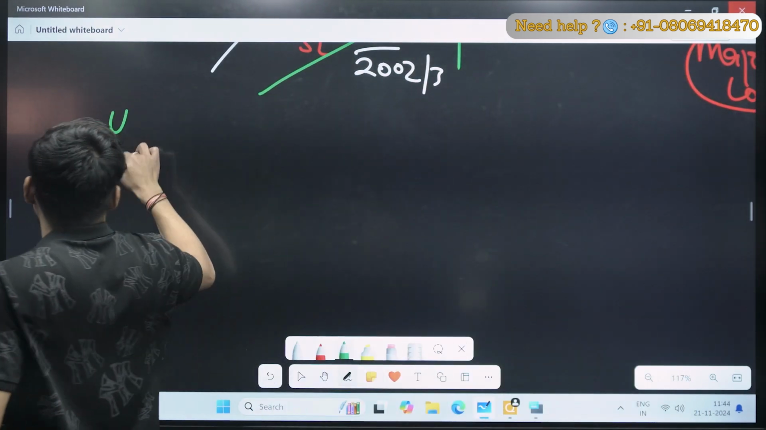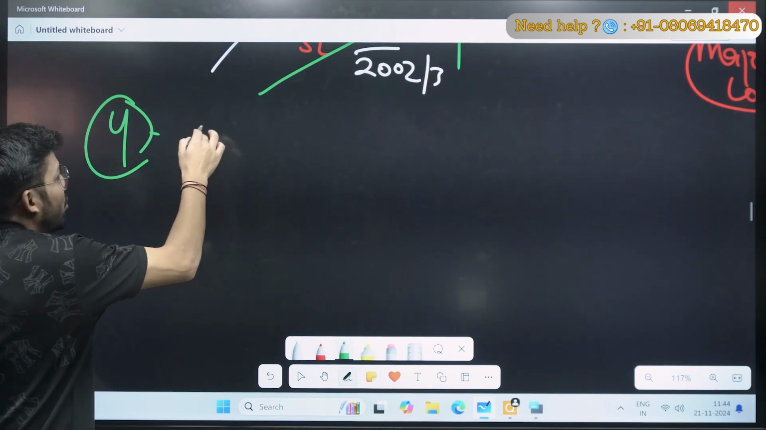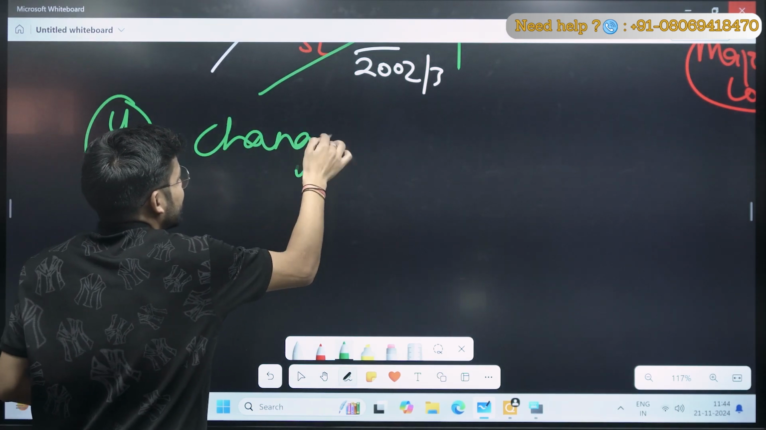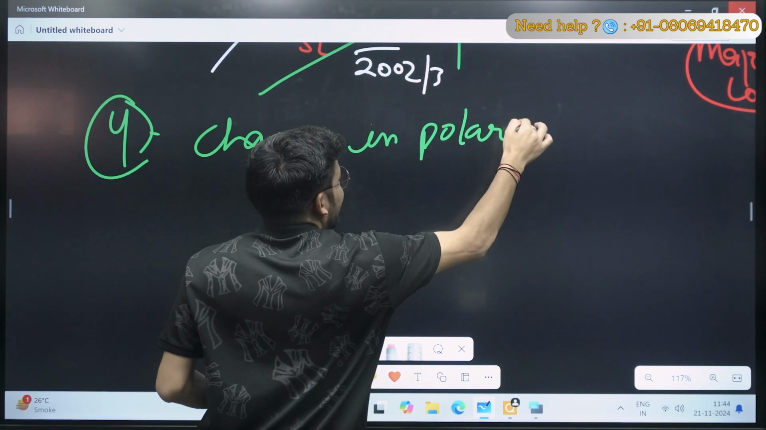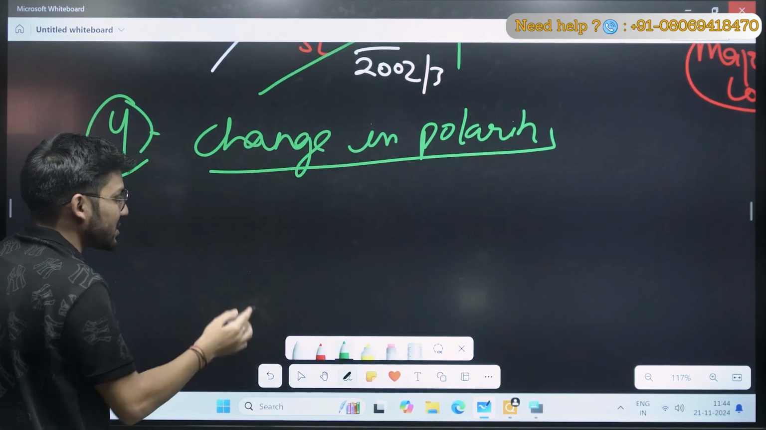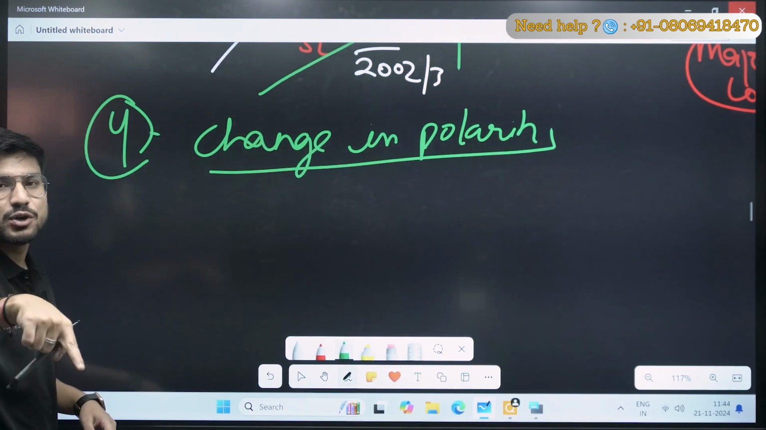Now in the fourth point, how we will be trading here: there is a change of polarity. I have discussed this in multiple videos. That is a change in polarity. It means your support can become your resistance and your resistance can become your support.